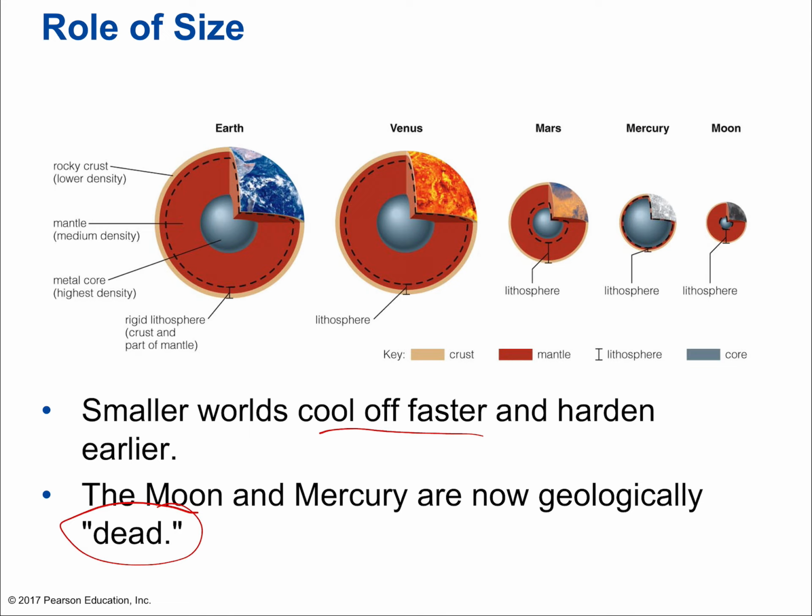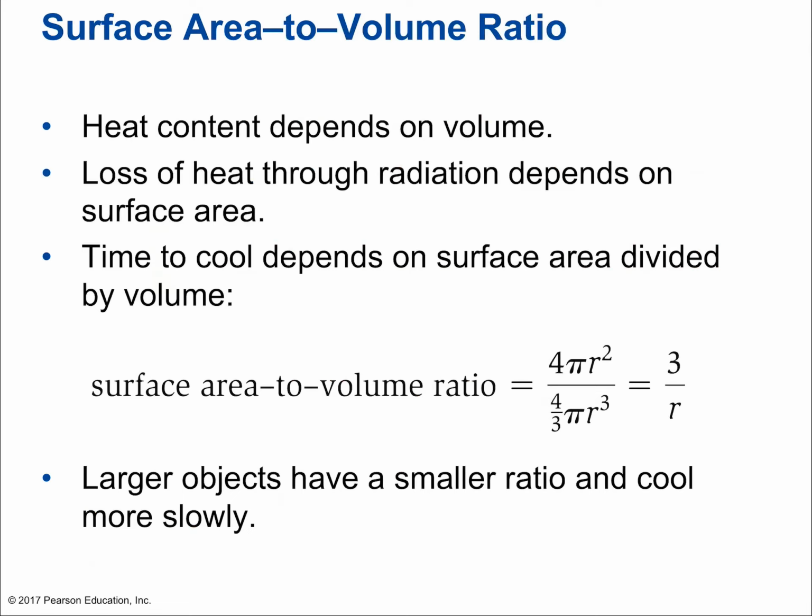And that's because the smaller a world is, the greater its surface area to volume ratio. And here's the idea. The heat content depends on the volume. The loss of heat through radiation depends on the surface area. That should make sense, right? Bigger surface area, more area to radiate heat. The time to cool depends on the surface area divided by the volume. That's the ratio I spoke of.